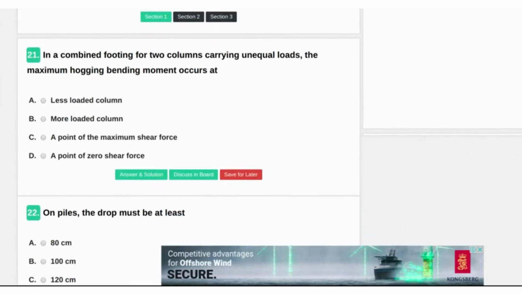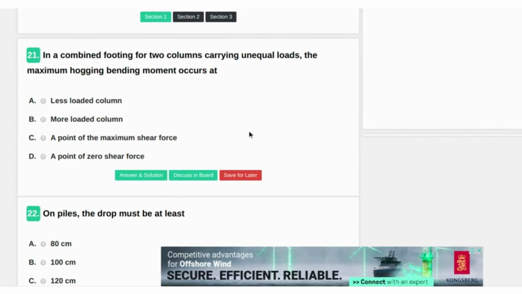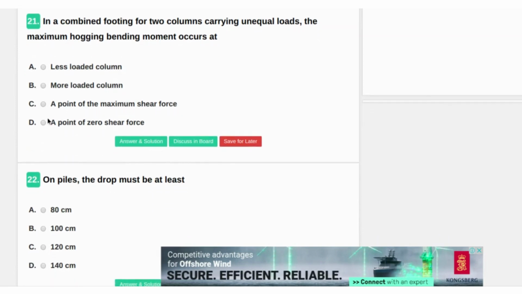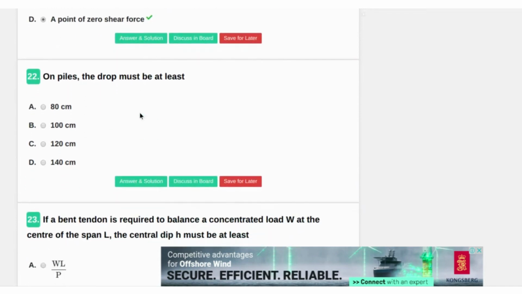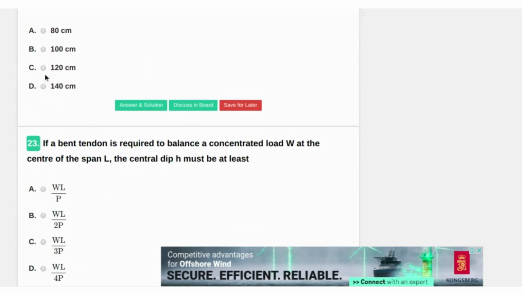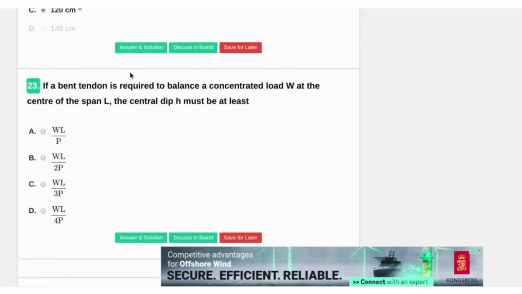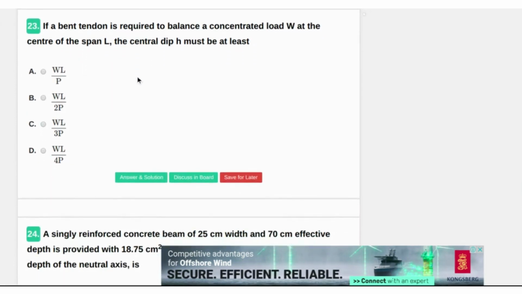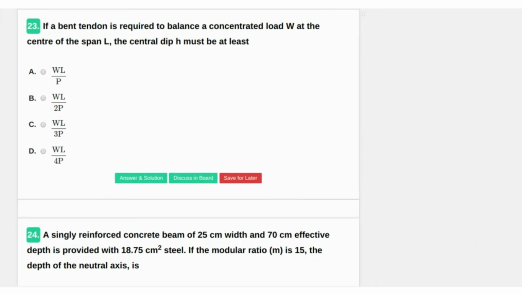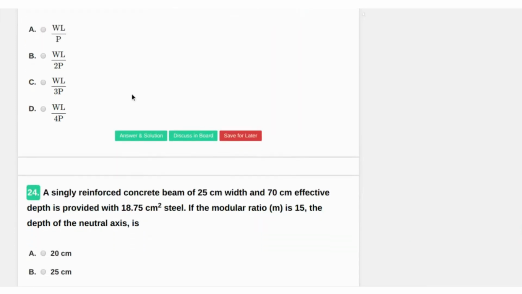In a combined footing for two columns carrying unequal load, the maximum negative bending moment occurs at the point of maximum bending moment, zero shear force. On pile foundation, the minimum depth is 1.2 meter, 120 centimeter. If a bent tendon is required to balance a concentrated point load W at the center, the dip must be at least: for two loads WL by 3P, for a single load WL by 3P divided by 2, WL by 6P. Here it is only WL by 4P.